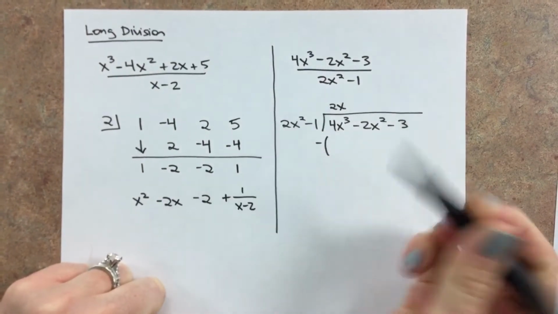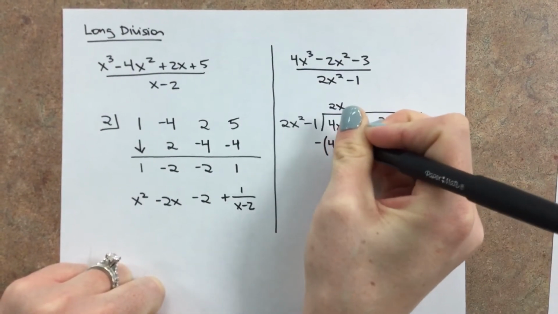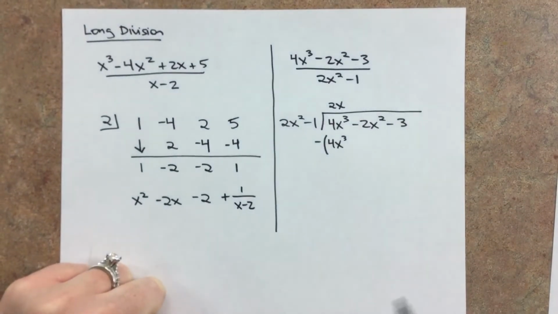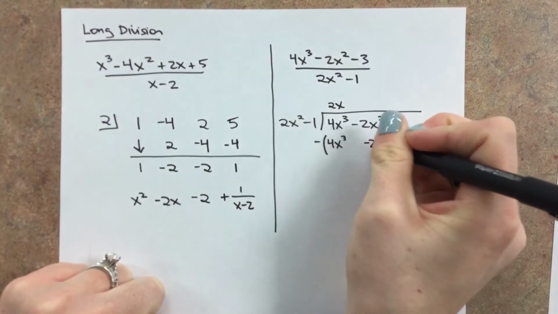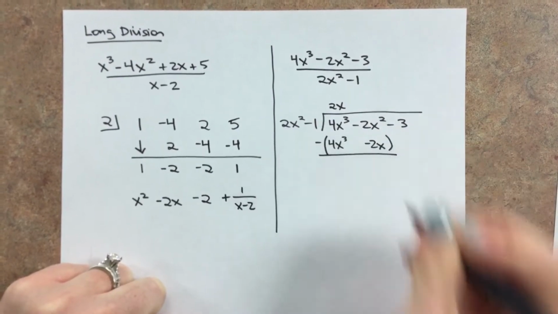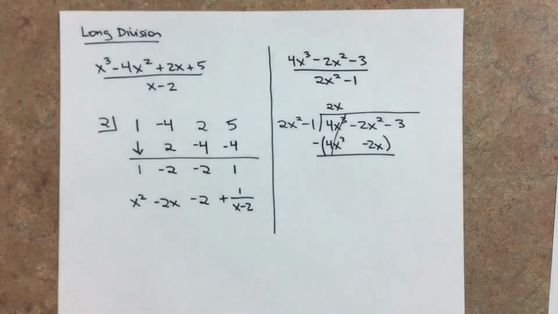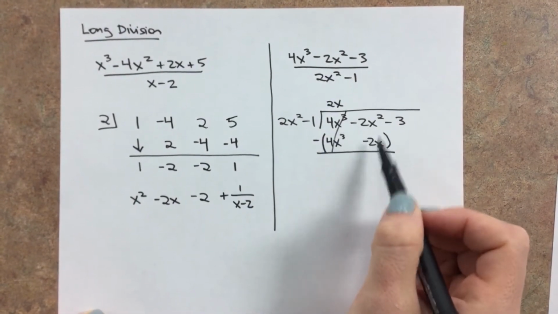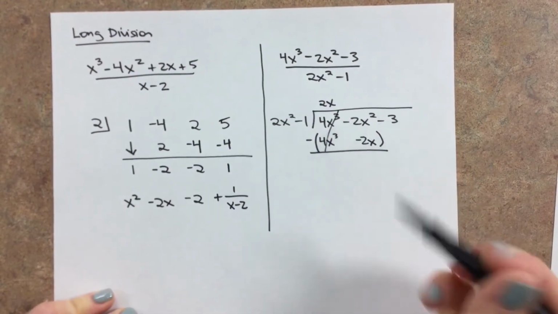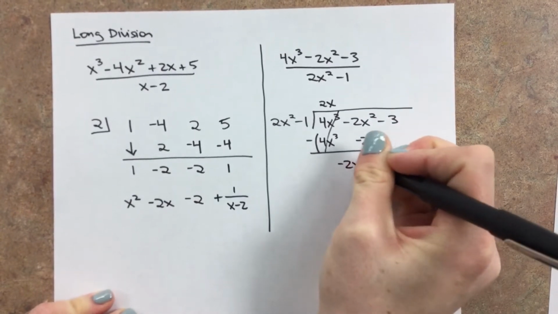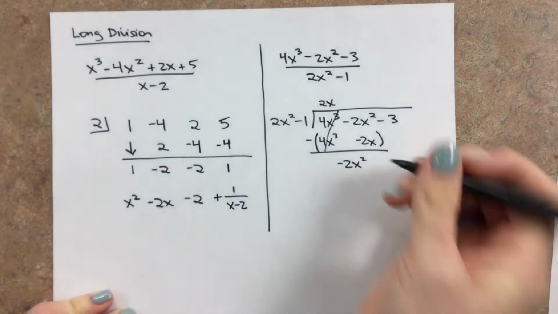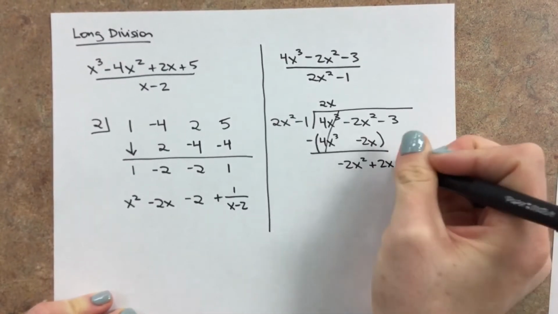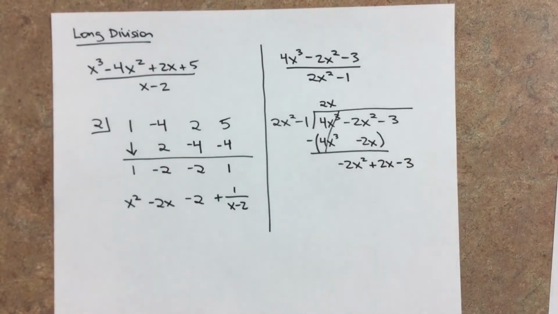So 2x times 2x squared is 4x cubed, which it should be because that's why we picked it. And then 2x times a negative 1 would be a negative 2x. Close the parentheses, subtract. So we subtract and those will cancel. And then subtract here and be careful because this is not a like term situation. So I'm just going to take the negative 2x squared, and then it's minus a negative 2x, so plus 2x. And while I'm at it, I'm going to just bring that negative 3 down and then do this process again.